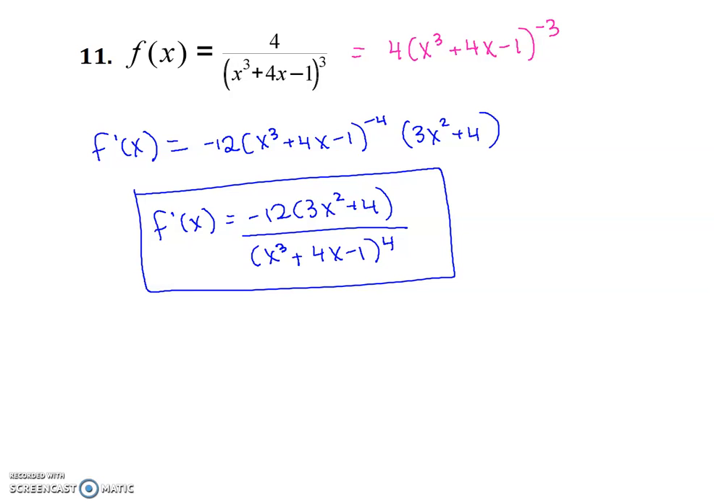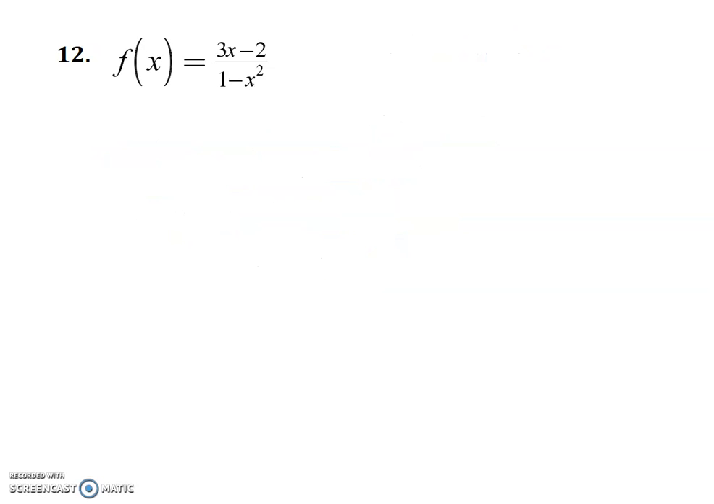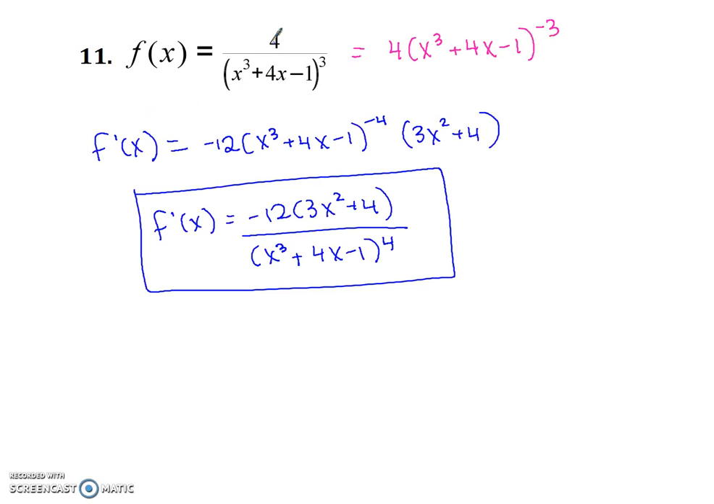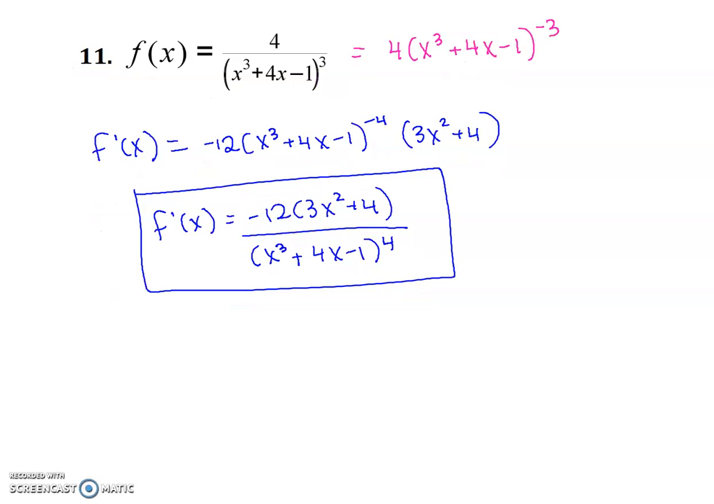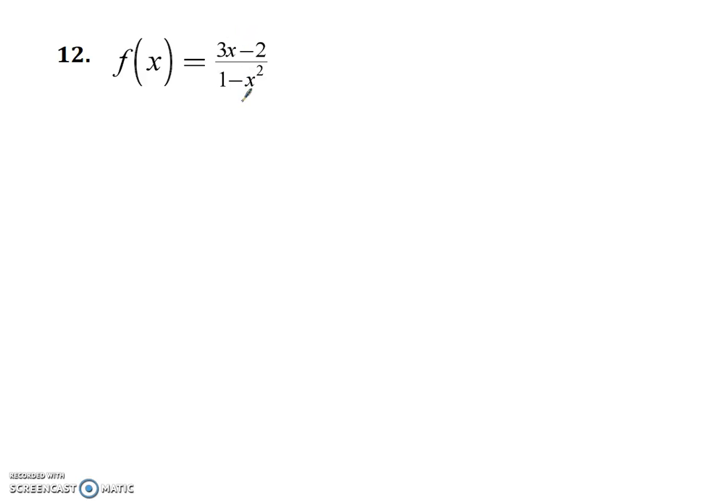Now let's look at one more. This one we have to do the quotient rule on, because there's an x on top. If we look at the last two, it just had a number on top. So that's why we were able to bring the bottom up, make the exponent negative, and do the chain rule. But this one, since both the numerator and the denominator have x's in them, I'm going to have to do the quotient rule.